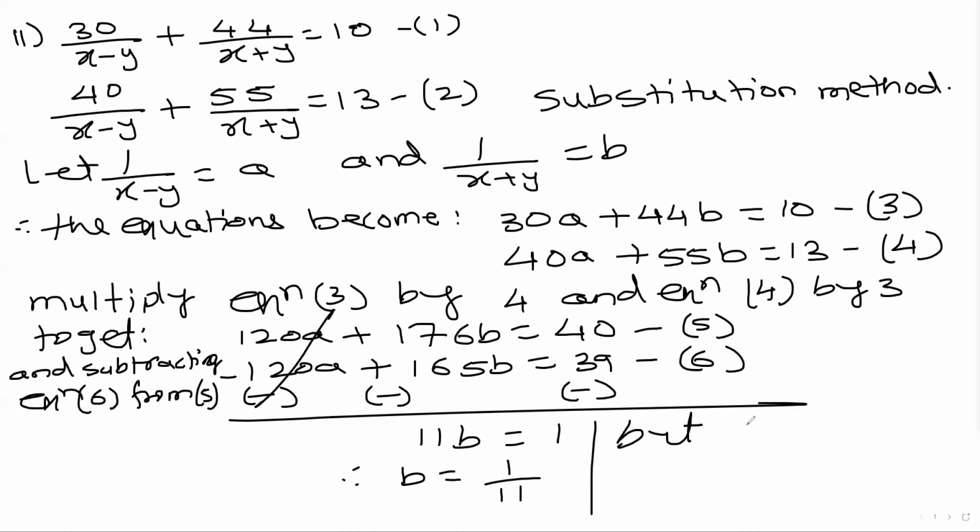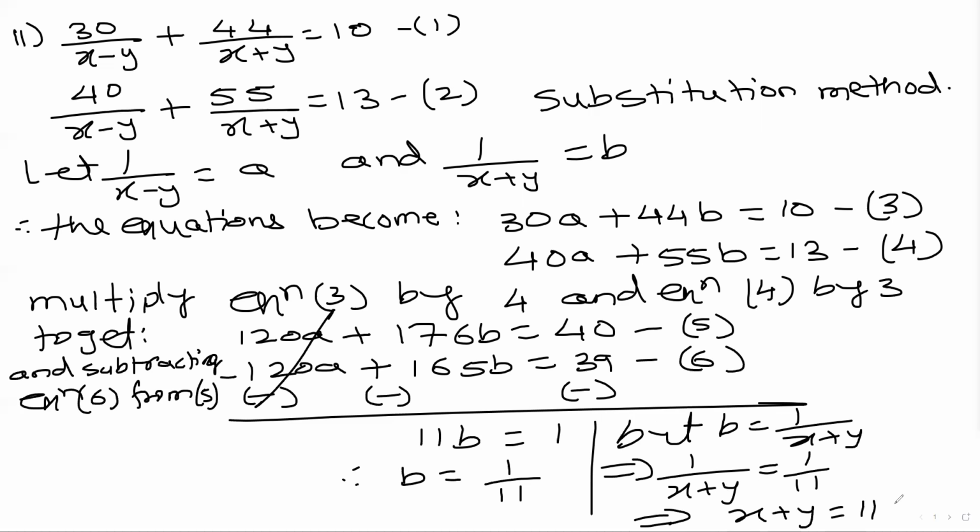But what is b? b is equal to 1 upon x plus y. That means 1 upon x plus y is equal to 1 upon 11. If you cross multiply, you get x plus y is equal to 11. Call this equation 7.